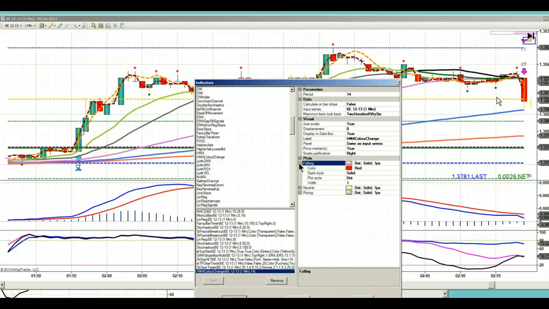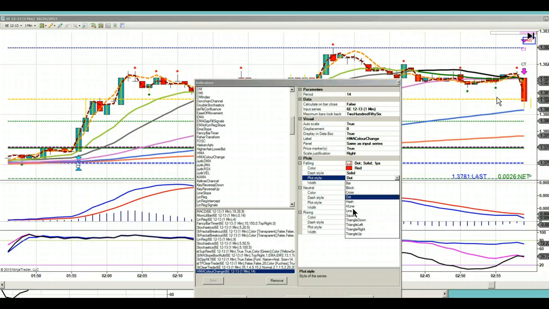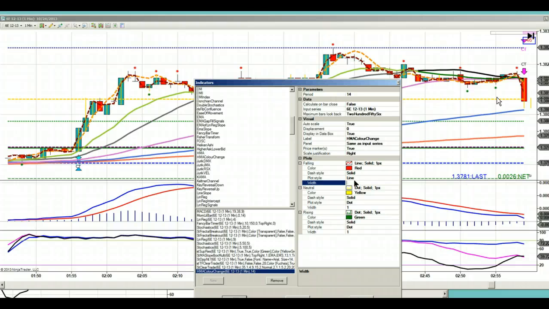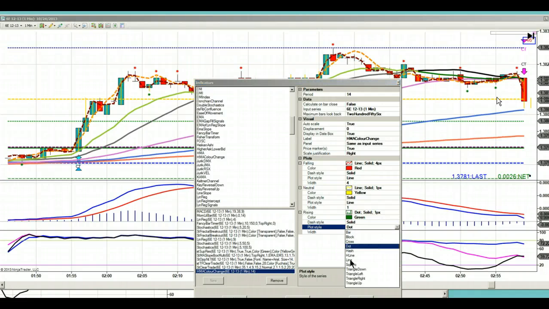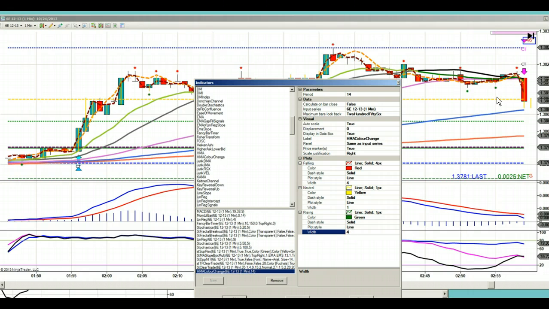Now you can change the plotting style if you click the plus signs below plots, and you can change it from dot. I like line. I prefer line. You can change the width. Some of us wear glasses, so we need it to be a little fatter. There you go. Let's do one more here. I don't worry about the yellow part because that very rarely shows up. It's just the red and the green part that I really care about.